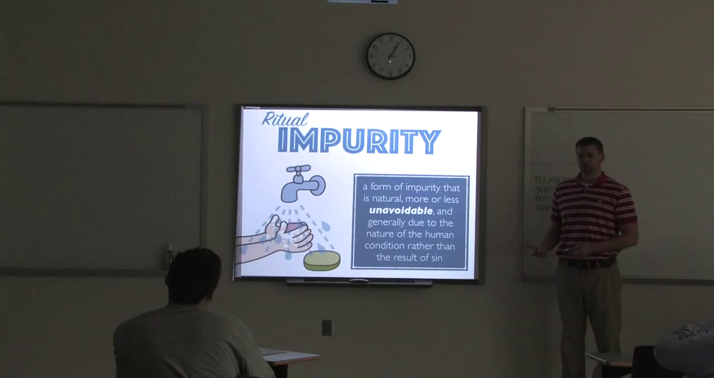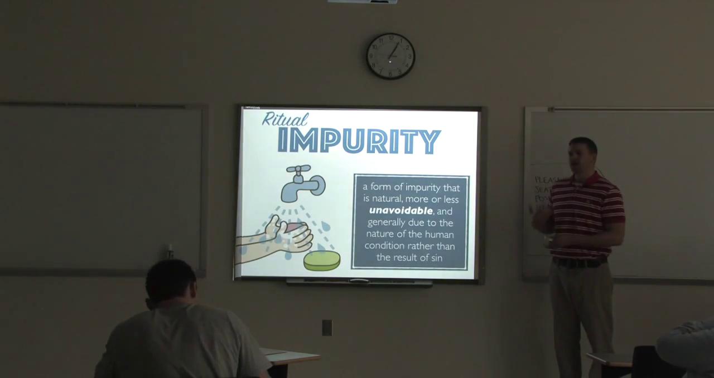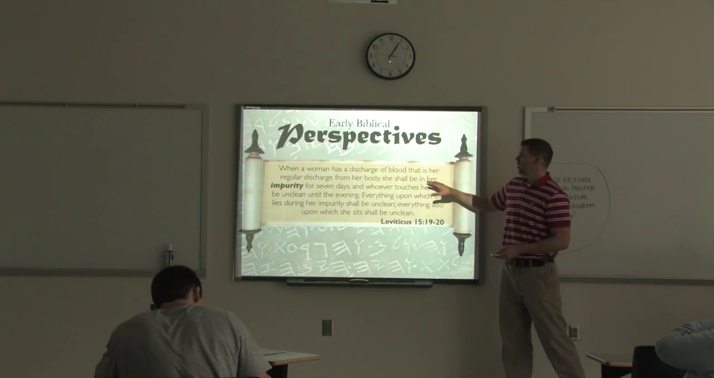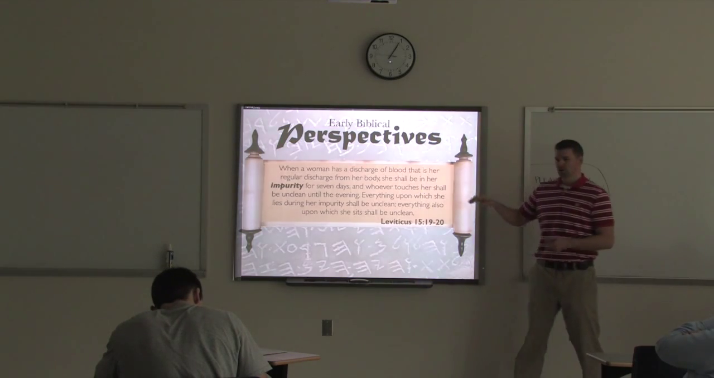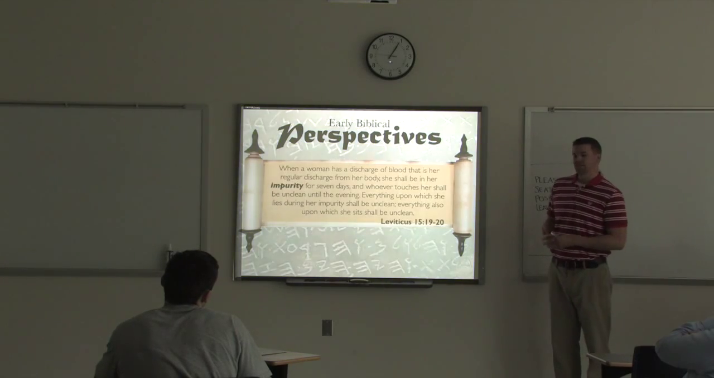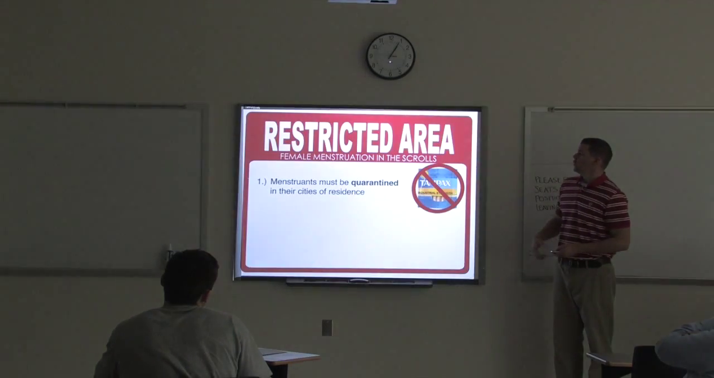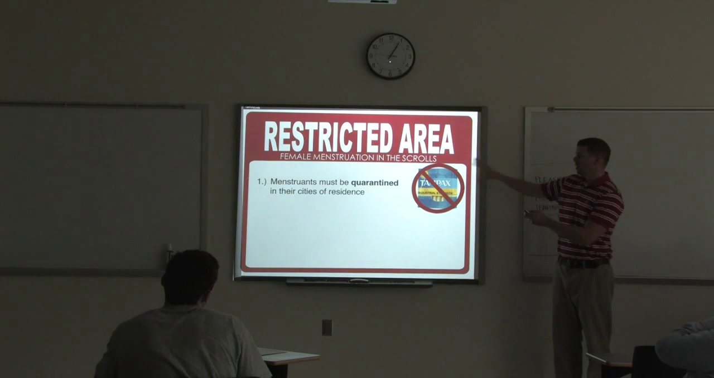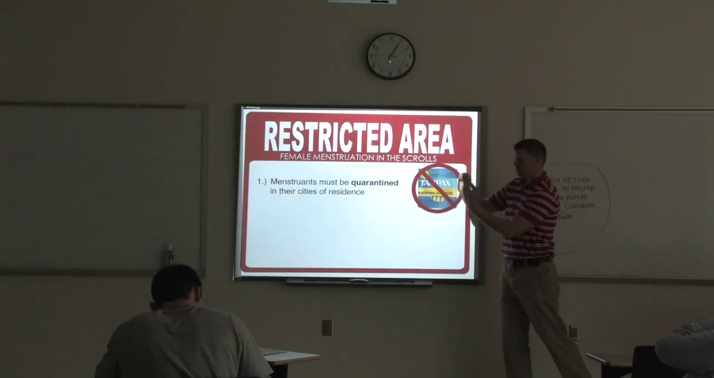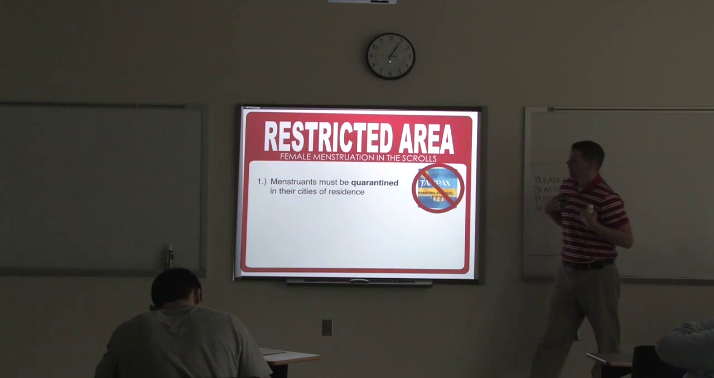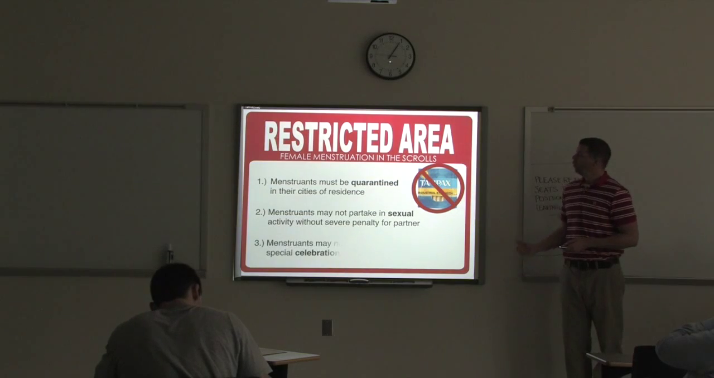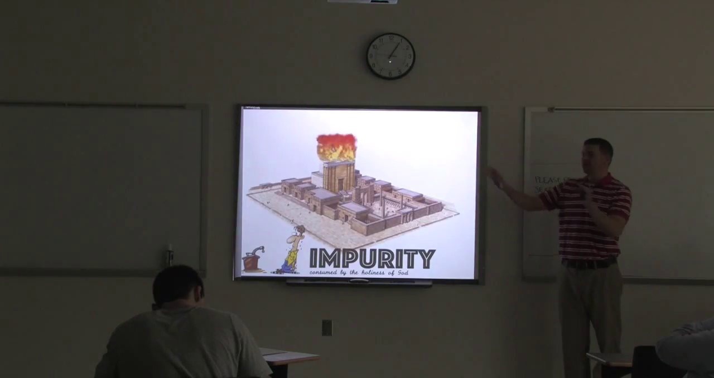There's also ritual impurity, which is something that's kind of unavoidable. In this case, this would be when a woman has a discharge of blood, that's her regular discharge. So a woman is on her menstrual cycle. "She shall be in her impurity for 7 days." Now this is interesting because they thought this brought on ritual impurity. They would quarantine women during this time. You could not be near other people at this time. You could not partake in any kind of sexual activity, or celebrate with everyone else.